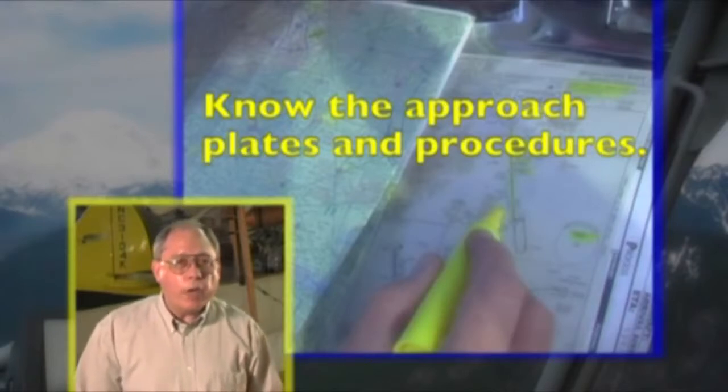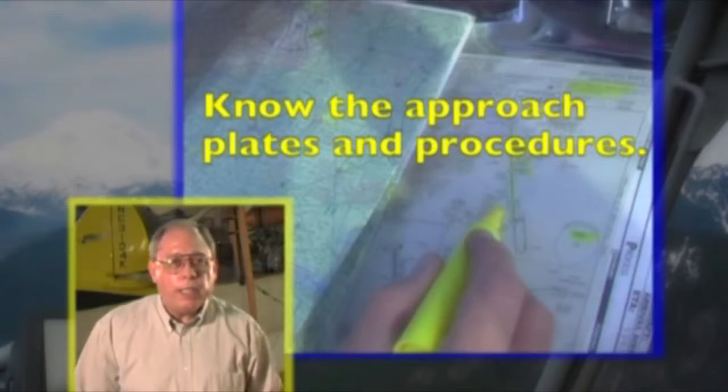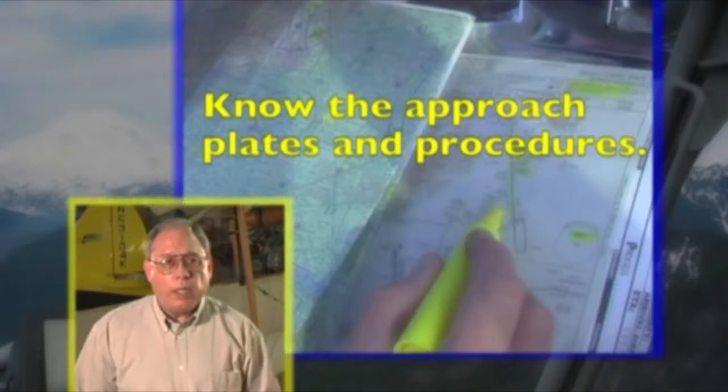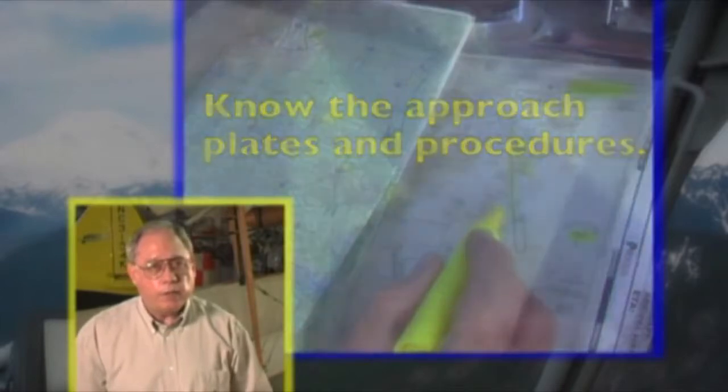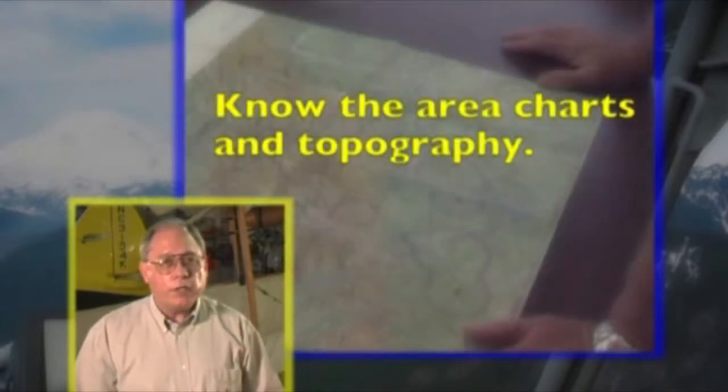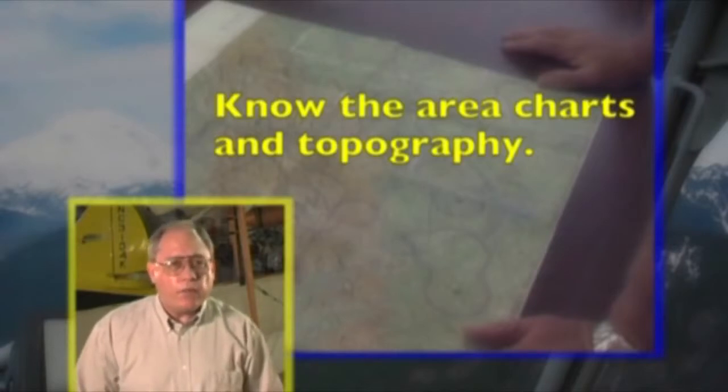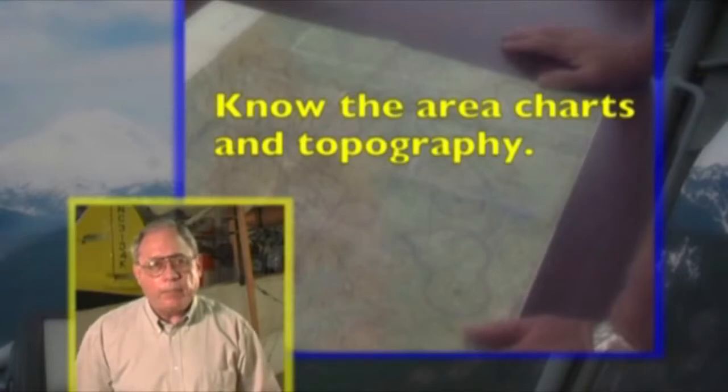Have the proper chart and approach plate information because they can help you alleviate CFIT risk, especially when flying IFR and IMC conditions. Know the area charts and the topography. Thoroughly review the VFR charts for important obstacle and terrain data, even if you are flying IFR. When you brief the obstacles, consider there may be others not noted on the chart.